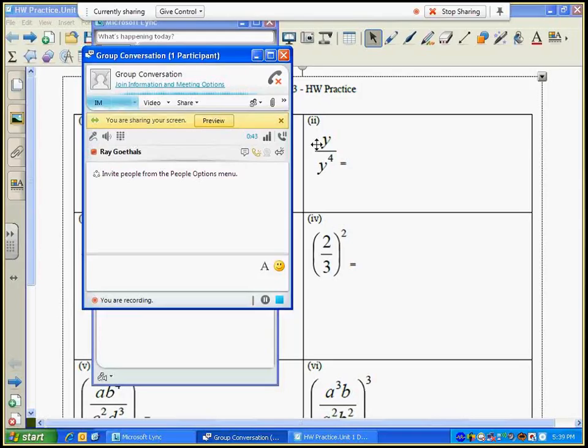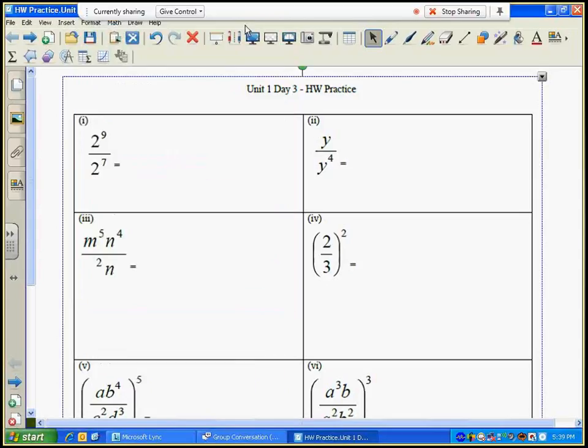All right, let's take a look at some of these homework practice problems. On the first problem, we have 2 to the 9th over 2 to the 7th. Notice that the bases are the same on both of those exponents, so we can subtract 9 minus 7 and get 2 squared.